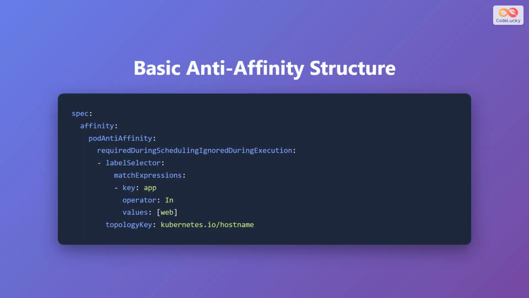Let's look at the basic structure of a pod anti-affinity rule in a Kubernetes manifest. Under the spec section, you define an affinity block, then a pod anti-affinity block. Inside this, you specify requiredDuringSchedulingIgnoredDuringExecution, which is the required anti-affinity type. Within this section, you provide a label selector with match expressions. Here, you define which pods to avoid by specifying a key, an operator, and values. In this example, we're matching pods with the label app equals web. Finally, you specify the topology key, which defines the scope of separation. Using kubernetes.io/hostname means pods should not be scheduled on the same node.